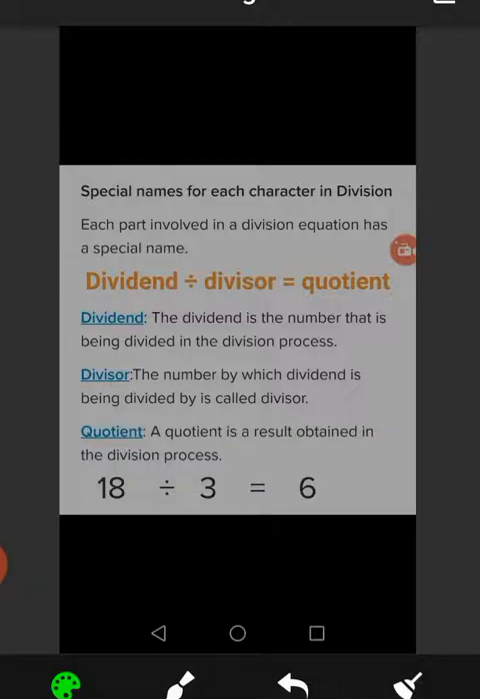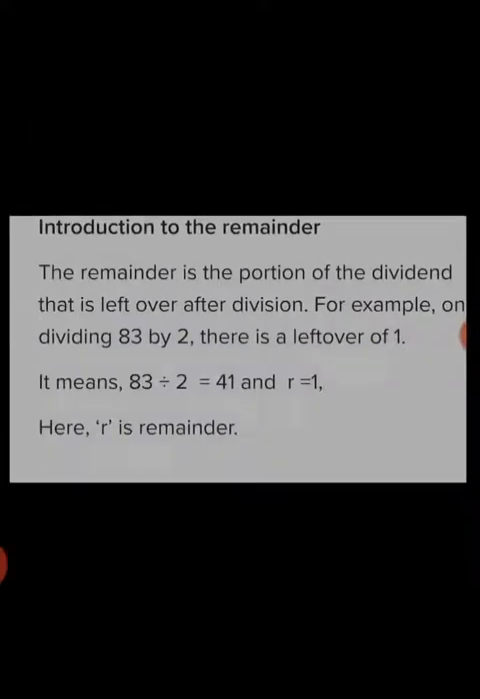Now let us see a new term, that is remainder, in the division process. When you are dividing the dividend by the divisor, whatever is left over after division is called the remainder. The leftover after division is called the remainder. So here 83 divided by 2, you will get the result 41. That is the quotient. And the leftover will be 1. So 1 is the remainder.